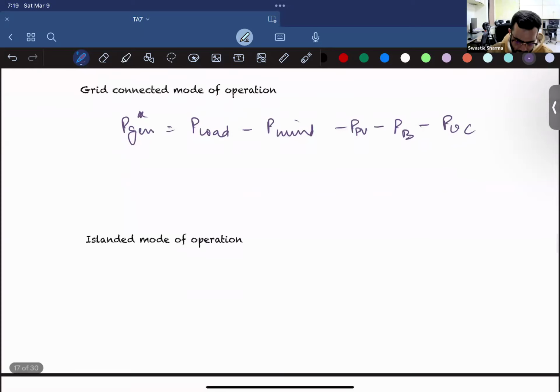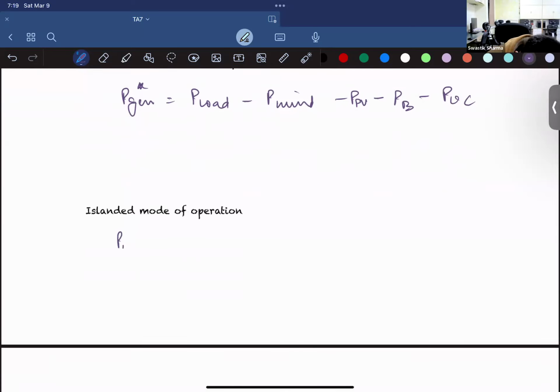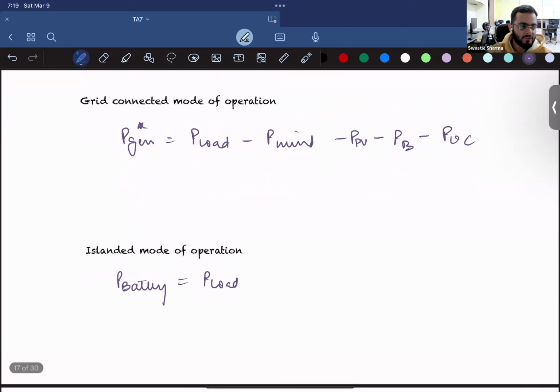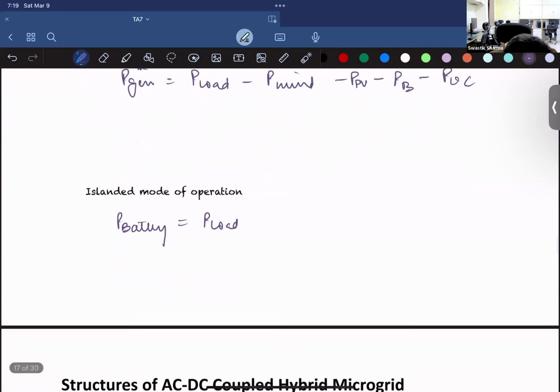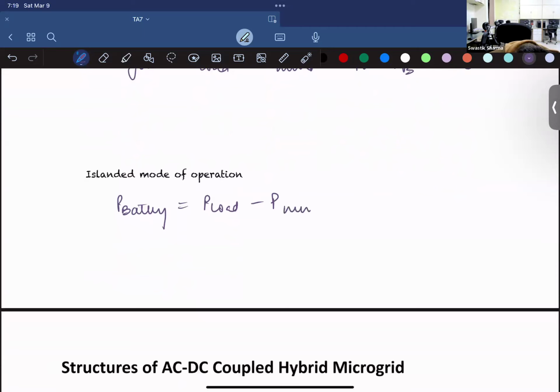But in islanded mode of operation, your battery is what is used to power all of these loads. So this acts as a reference in your islanded mode of operation. Earlier, it was PGM that was acting as your reference. So this is wind, PV, and your ultra capacitor.